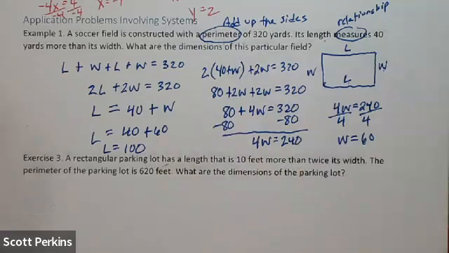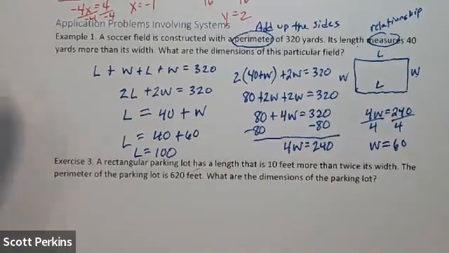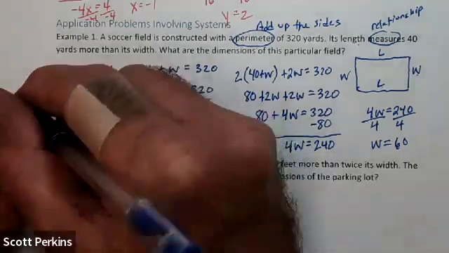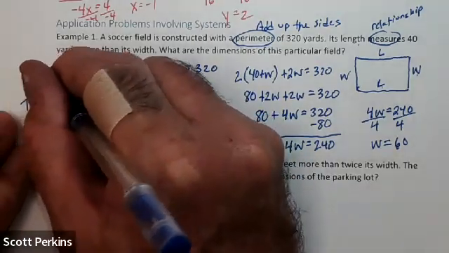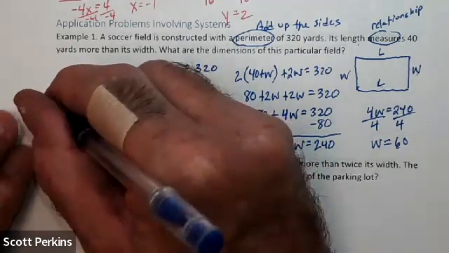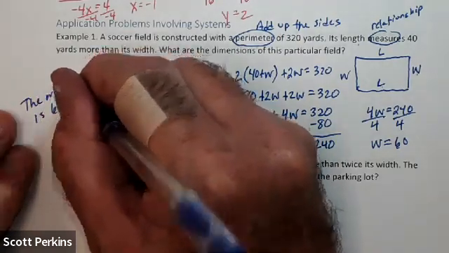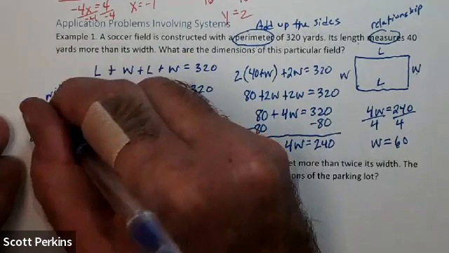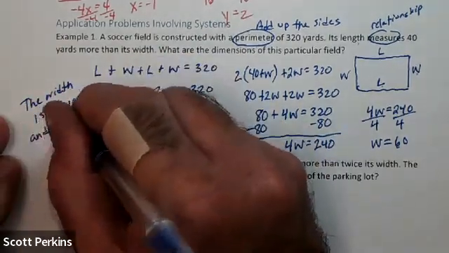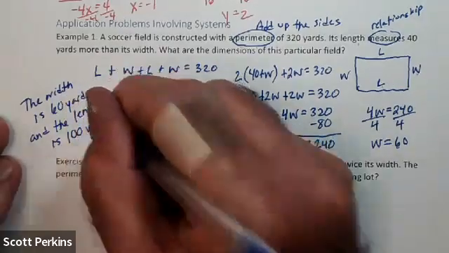This one asks for both dimensions. I'm just going to come over here to the left part of my paper where I have a little space to write, and I'm just going to quickly write the answer to the question. Okay, so the width is 60. And I believe my units are yards. The width is 60 yards. And the length is 100 yards. And there we go.